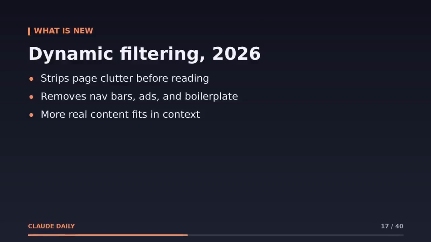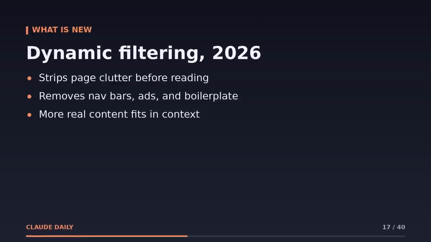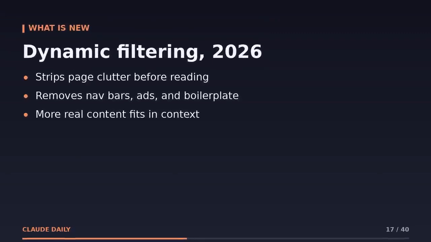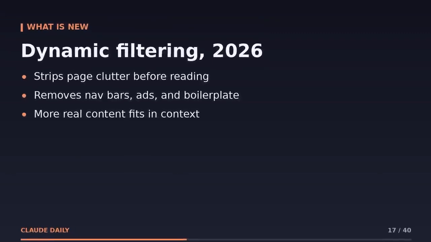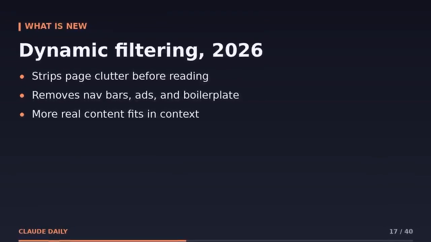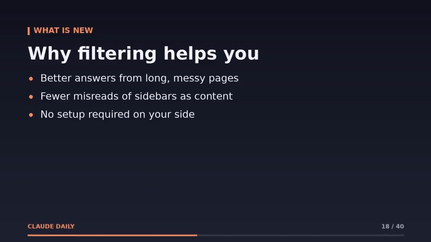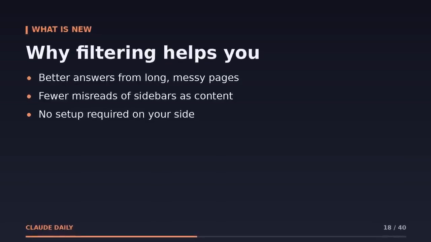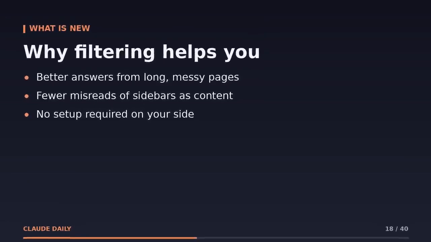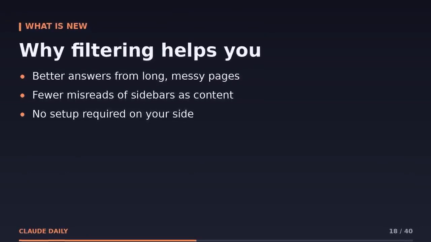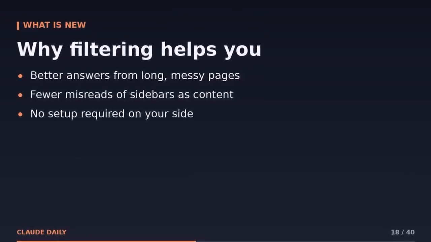In 2026, the search tool picked up a genuinely useful upgrade called dynamic filtering. Claude can now write small code snippets that strip navigation menus, adverts, and boilerplate out of a fetched page before it reads the content. The practical effect is that Claude wastes less attention on junk and gets more of the actual article. Long documentation pages and dense news sites benefit most. You do not configure this, it just happens.